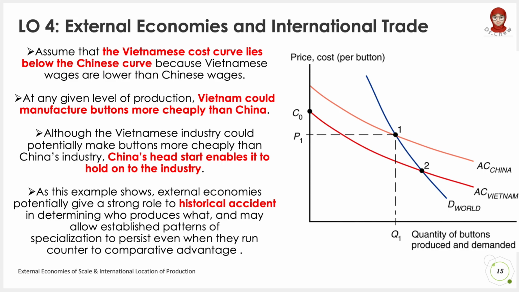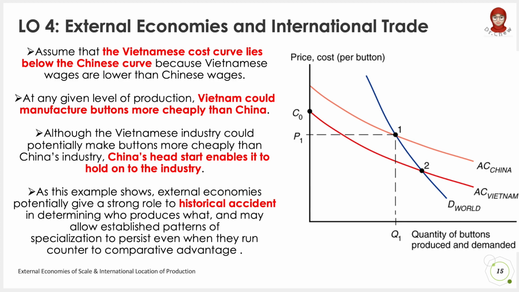One might hope that this would always imply that Vietnam will in fact supply the world market. Unfortunately, this need not be the case. Suppose China, for historical reasons, establishes its button industry first. Then initially, world button equilibrium will be established at point 1 in this figure, with Chinese production of Q1 units per year and a price of P1.